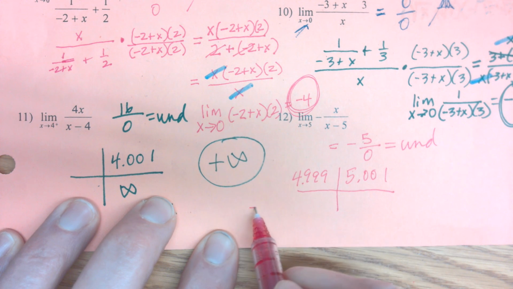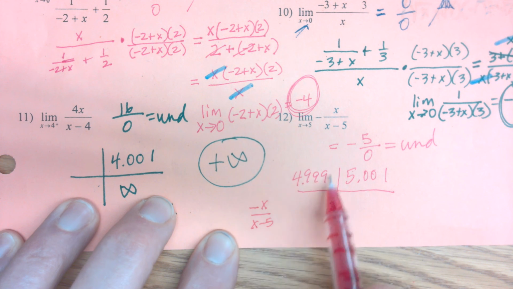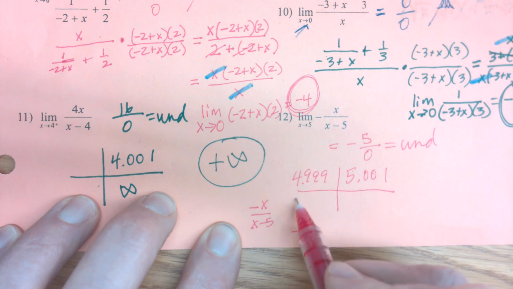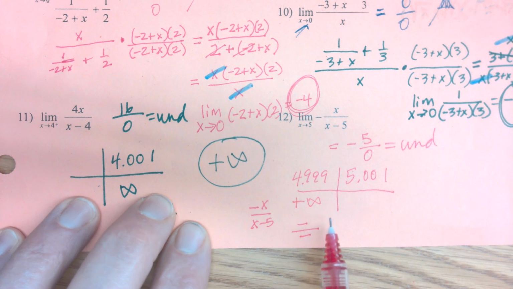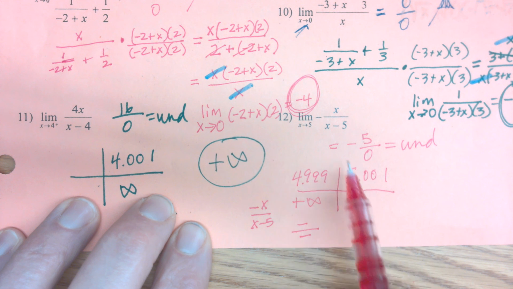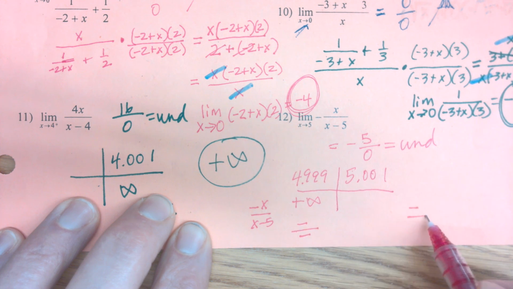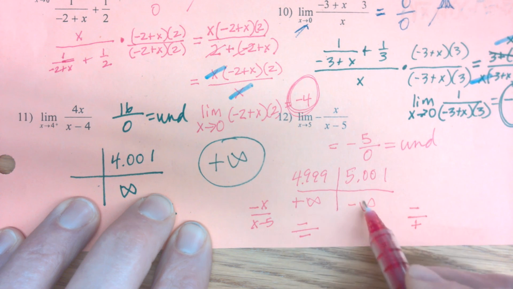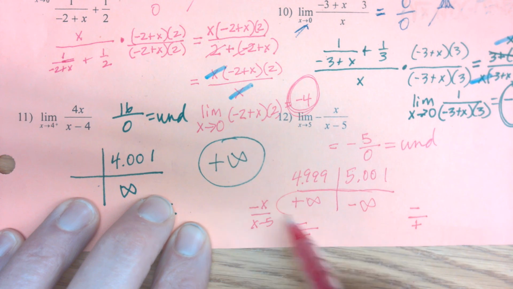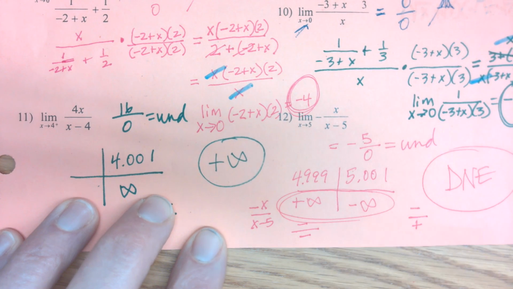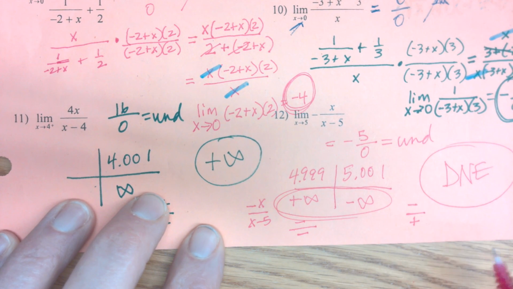I'm going to treat it as negative x over x minus 5, so I'm going to plug this in. I get a negative over a negative, so this side is positive infinity. Plug it in on the other side, I get a negative over a positive, so this side is negative infinity. Do these things match? If they don't, then my limit does not exist.